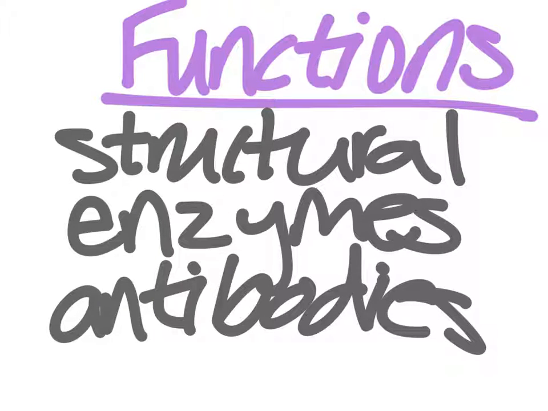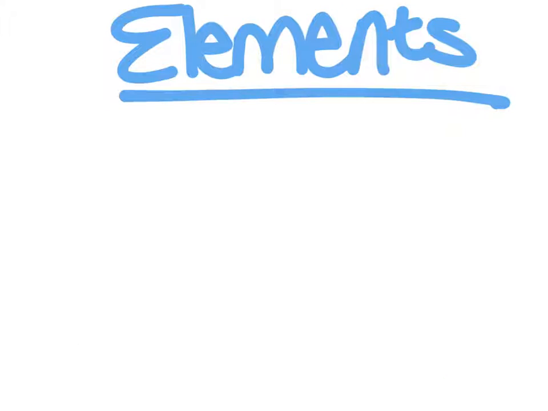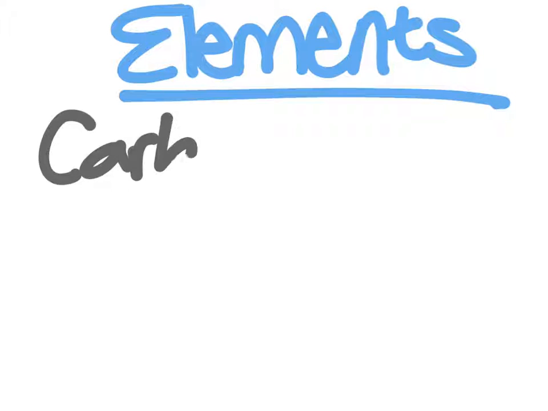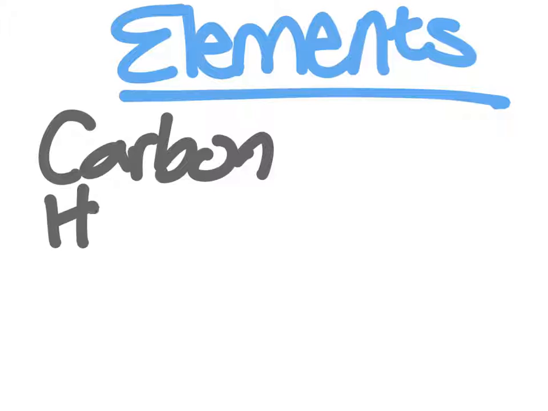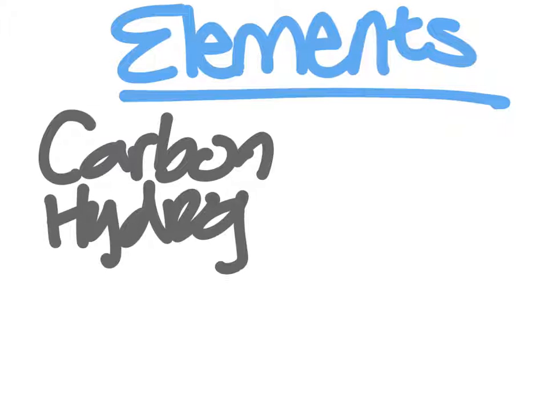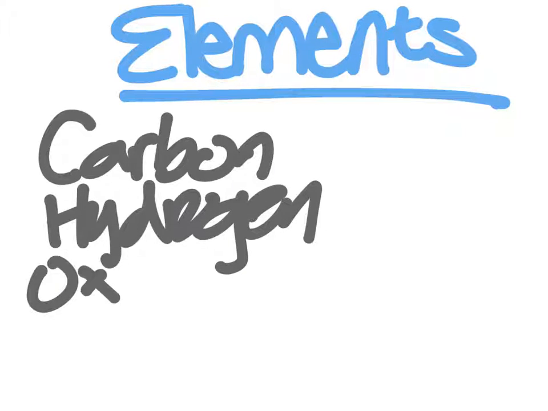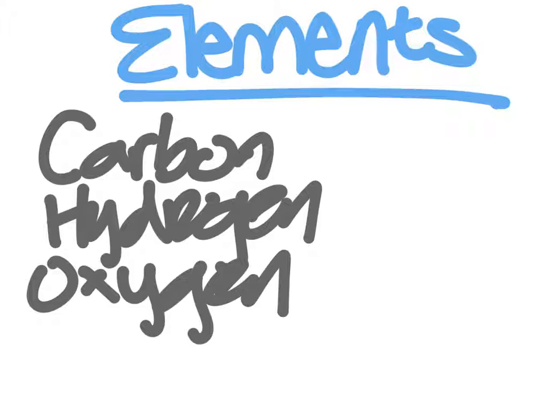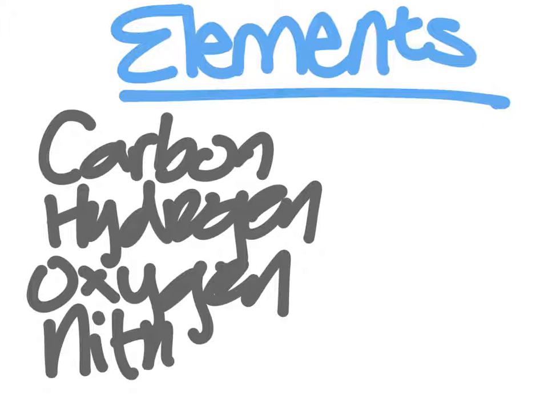So what are our elements that help proteins do these functions? For proteins, we actually have 4 elements instead of 3 like the last two. The 4 elements are carbon, hydrogen, oxygen, and nitrogen.